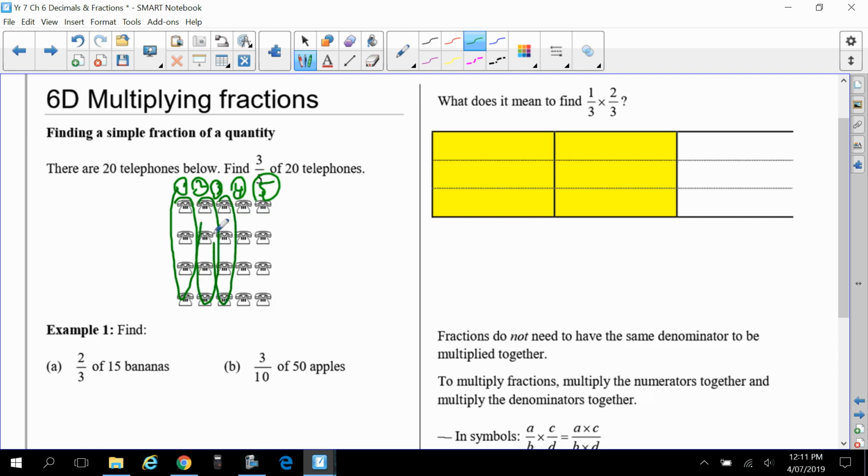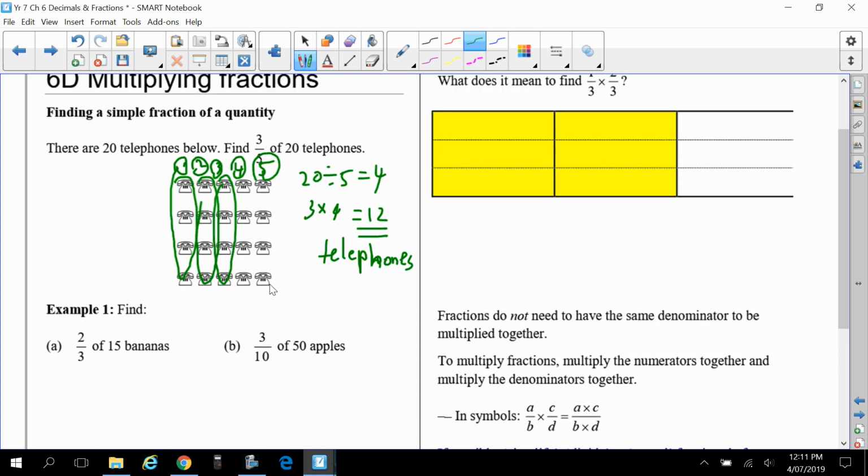Does that make sense? So in that case, you do 20 divided by 5 first, which is 4 in each column, and then you do 4 times 3. So actually 12 telephones, if that makes sense. So 12 telephones: you divide into 5 parts, as you can see, 5 parts. Each part has got 4, and you only take three parts.